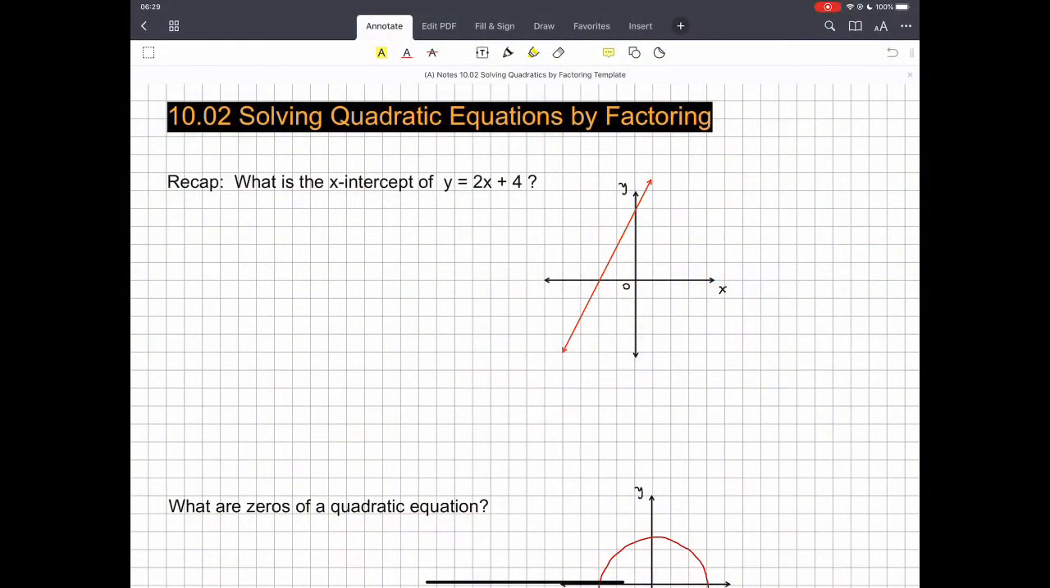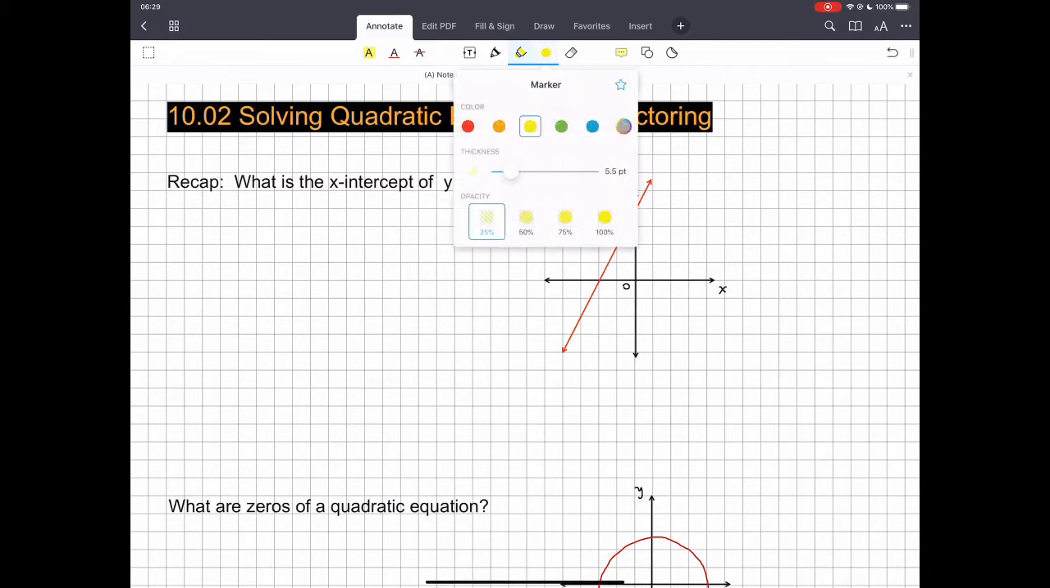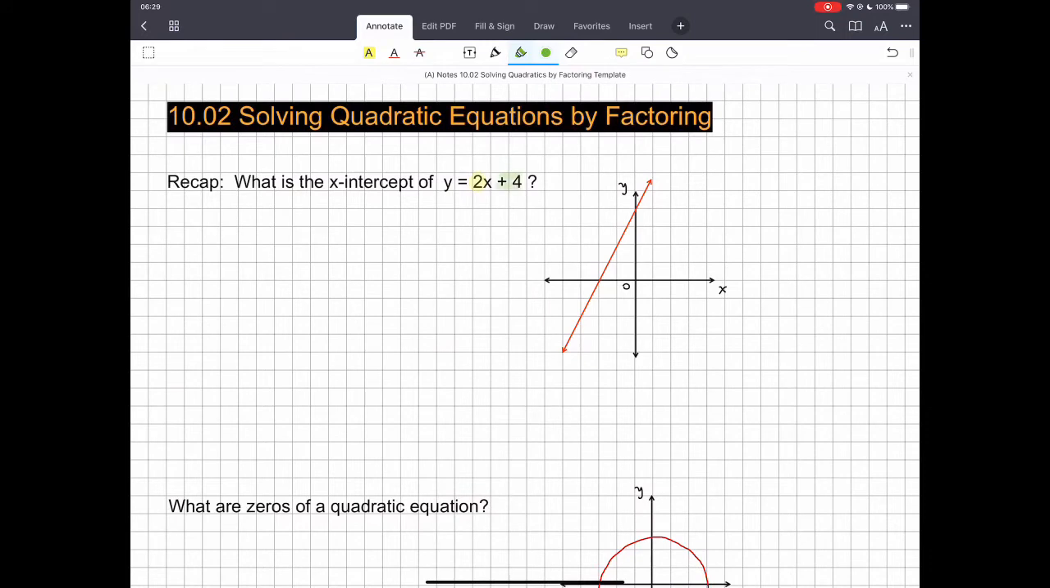Today we're going to look at how to solve quadratic equations through the factoring we've done in previous lessons. Before we get into that, let's just have a quick recap of linear equations and finding x and y intercepts. So in our recap problem, we're asked what is the x-intercept of y equals 2x plus 4? We know that y equals 2x plus 4 is linear. We can also see that the equation is in slope-intercept form. So we have a slope of 2, and we have a y-intercept of positive 4.